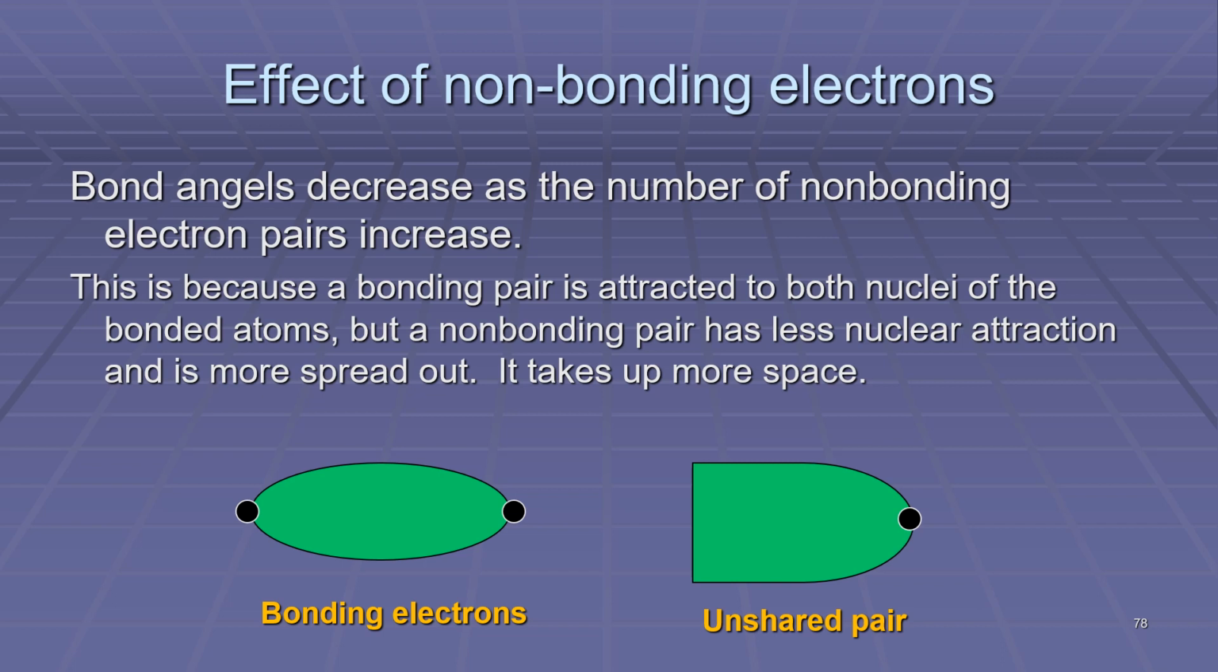Again, this is kind of what I was saying. So bonded electrons get pulled in by both ends, whereas an unshared pair likes to spread out, so it does take up more space. And so that's why it pushes the other slightly closer together.